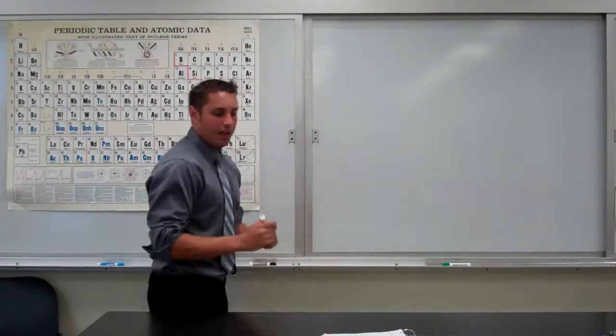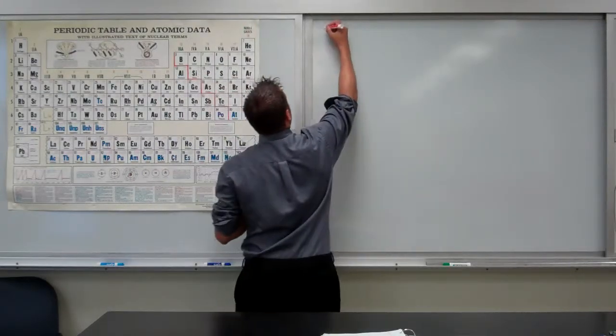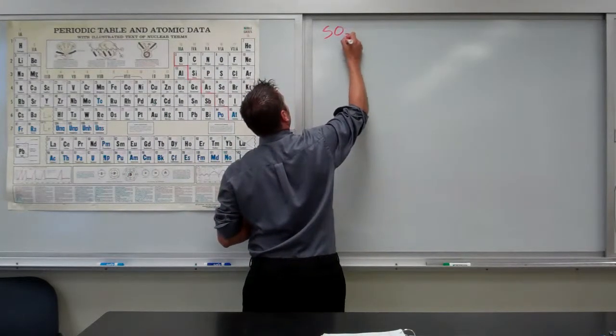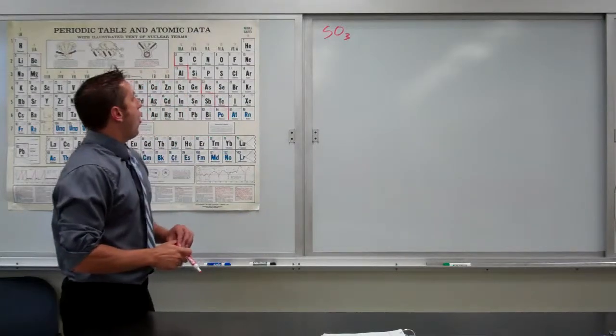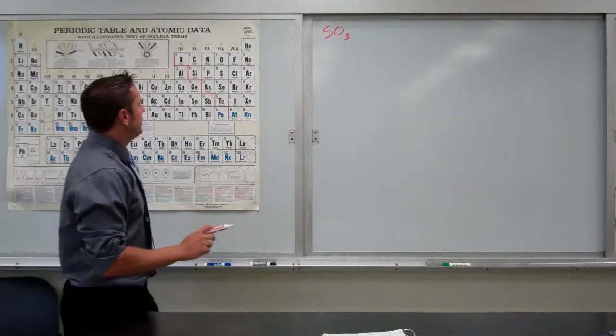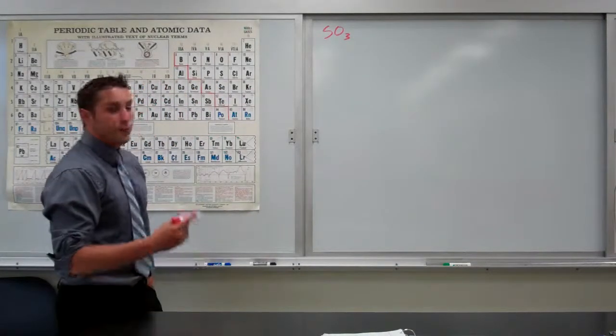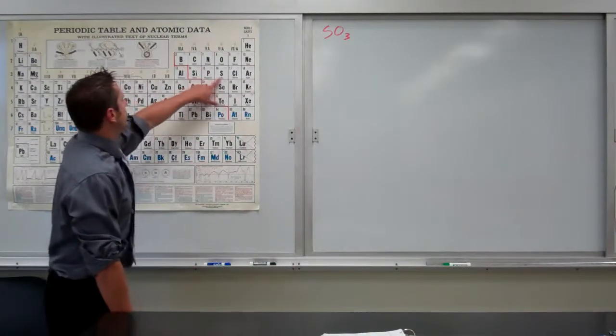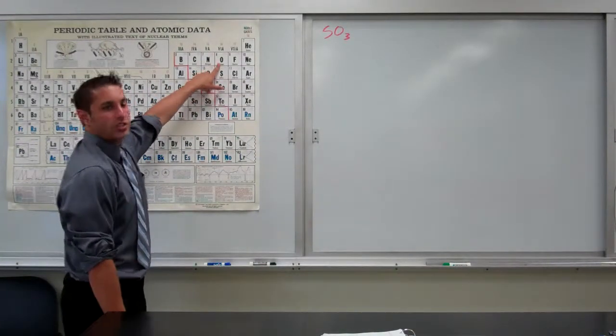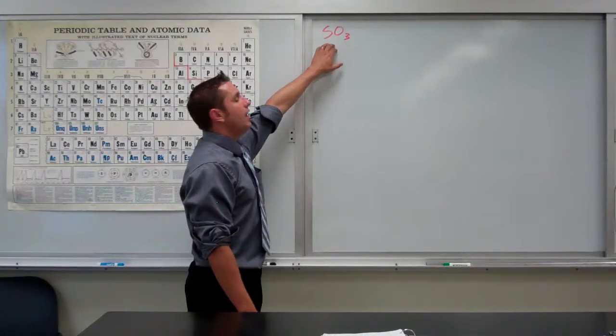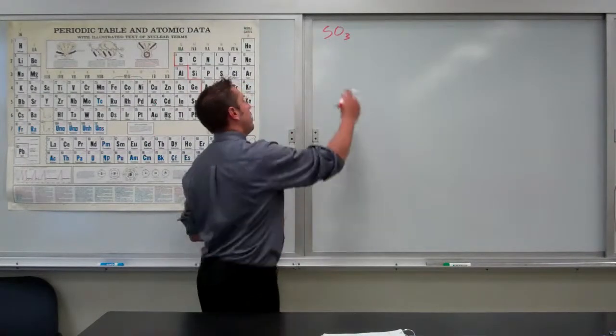Something along the lines of SO3. Right? Sulfur trioxide is the name of that compound. If we were going to draw this, you would see sulfur is to the right of the staircase, as is oxygen, which means we have non-metal, covalently bonded.